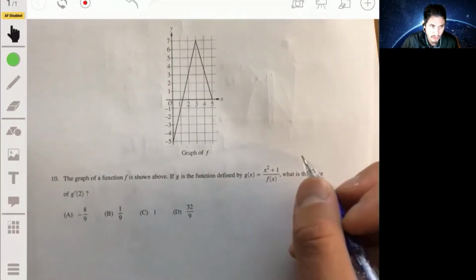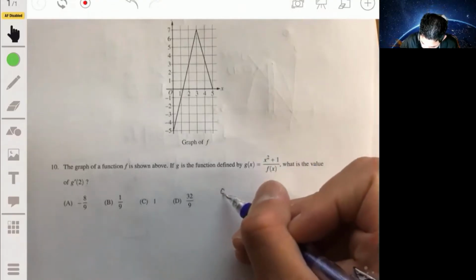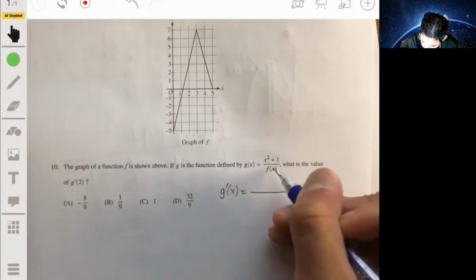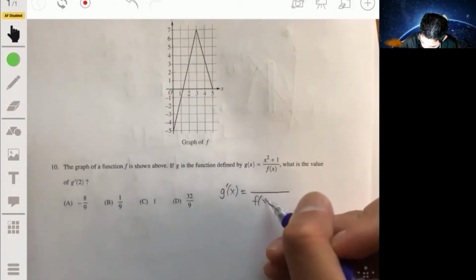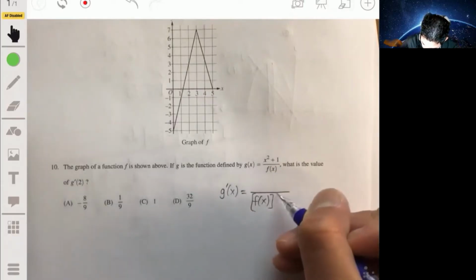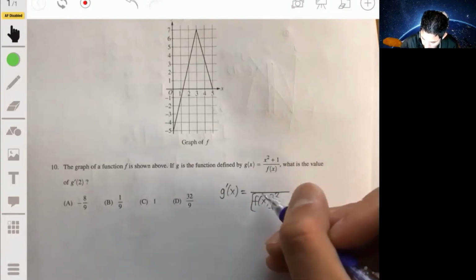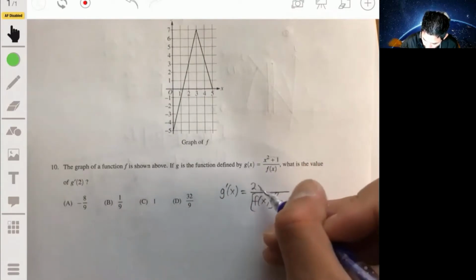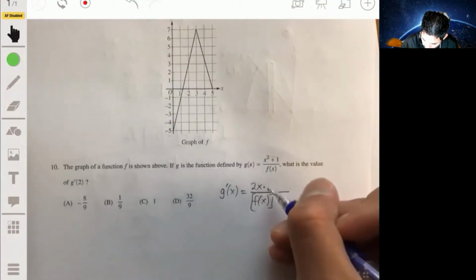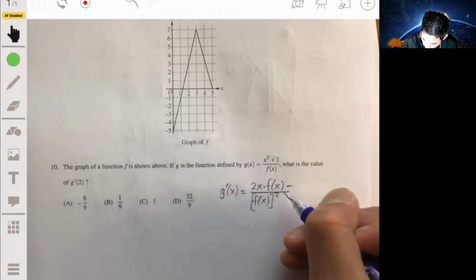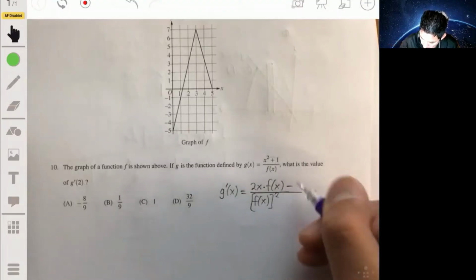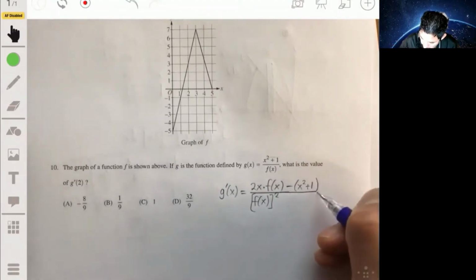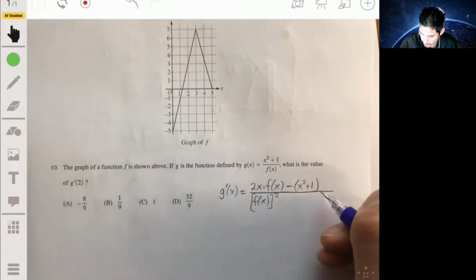So using the quotient rule, g prime of x will be the bottom function squared. So we're going to have f of x, the second power in the denominator. And on top, you're going to have the derivative of the top function, 2x, times the bottom function, f of x, minus the top function, x squared plus 1, times the derivative of the bottom function, so times f prime of x.